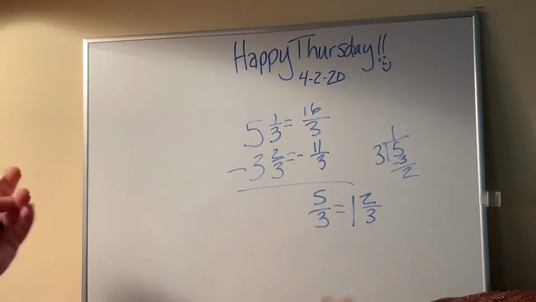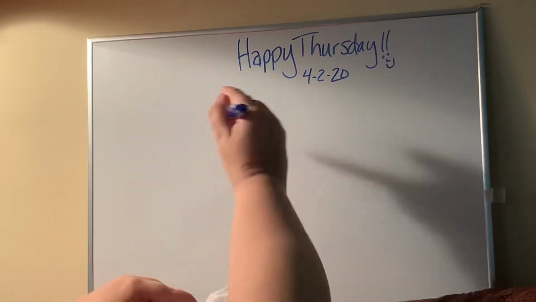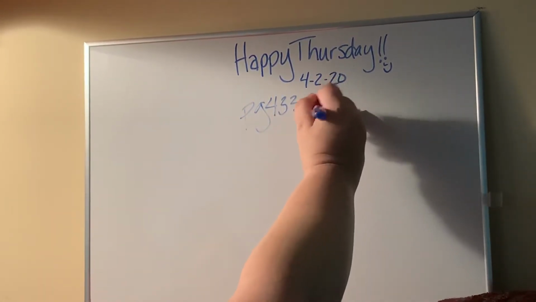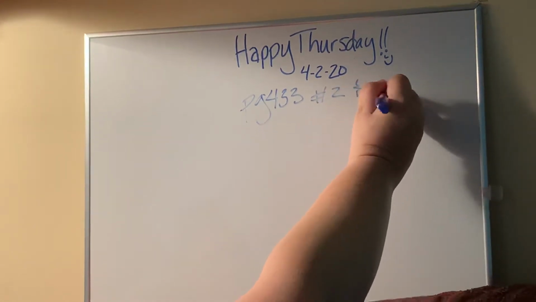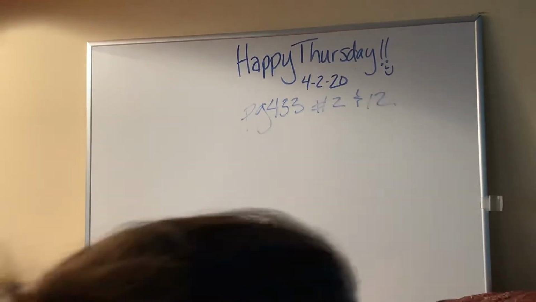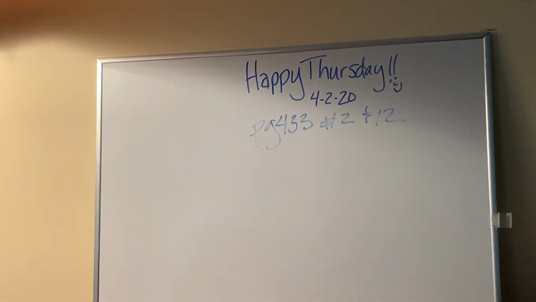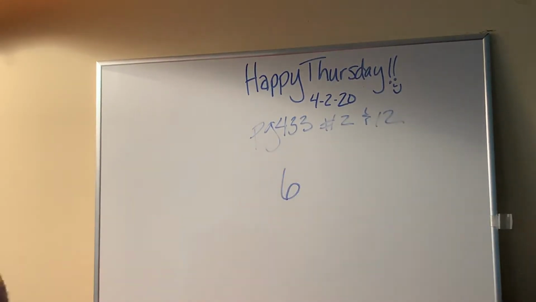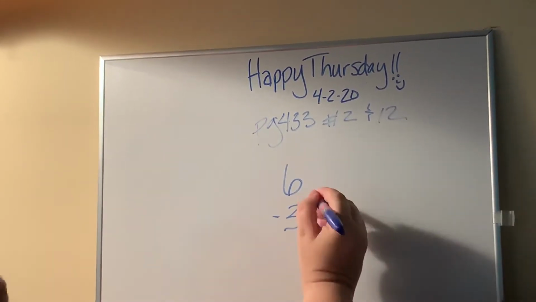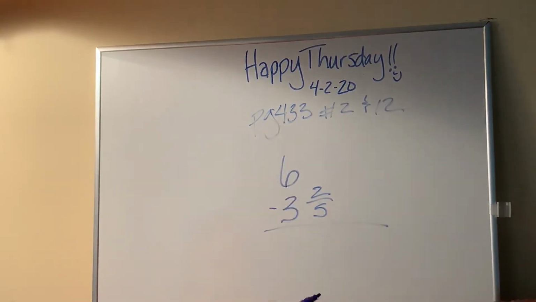All right. Let's look at number 2 on page 433. We're specifically going to look at number 2 and number 12 because these were questions that somebody asked. Number 2 is kind of tricky. But you have to remember, we started with 6. We are subtracting 3 2/5. You cannot just go, all right, 6 minus 3.